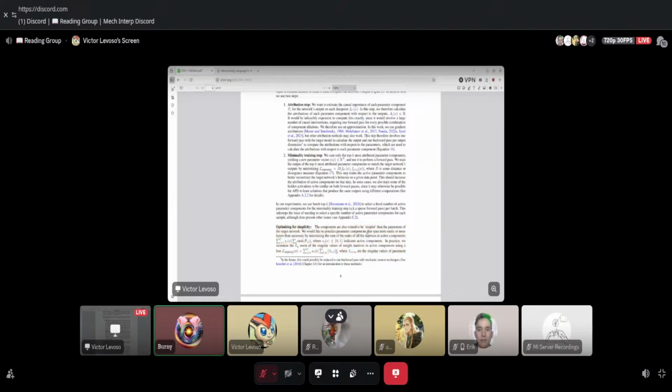Yes. I feel like this is doing a lot of separate optimizations. Yeah, there's also, in some cases, we also train some of the hidden activations to be similar on both forward passes. What? Yeah, I feel like this method sounds very duct taped.